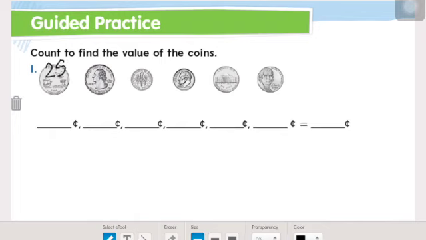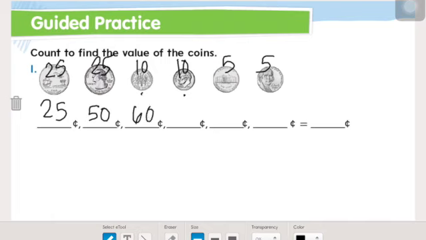So we have 25, and then another 25. Remember, these are dimes, the smallest one. Dimes are worth 10. Nickels are worth 5. So we have 25, 50 plus 10, 60 plus 10, 70 plus 5, 75 plus 5 is 80. So 80 cents in all. Write that in on number 1.